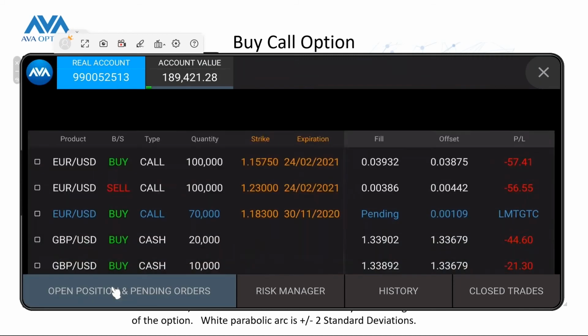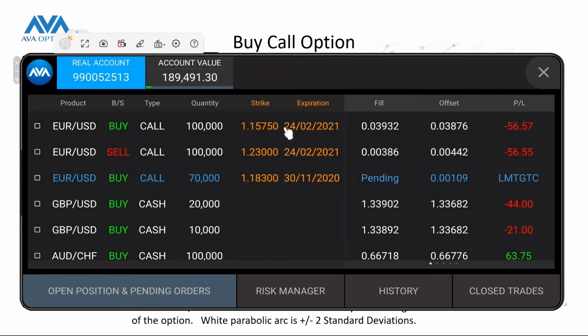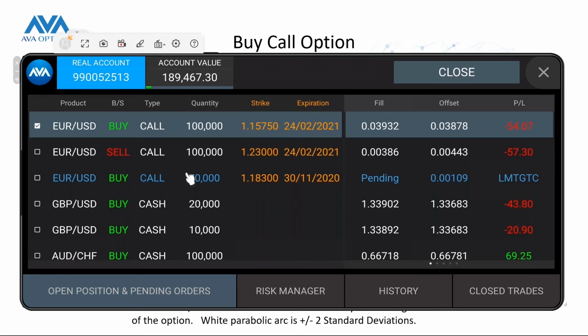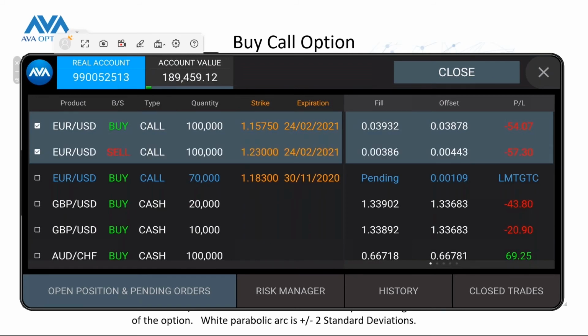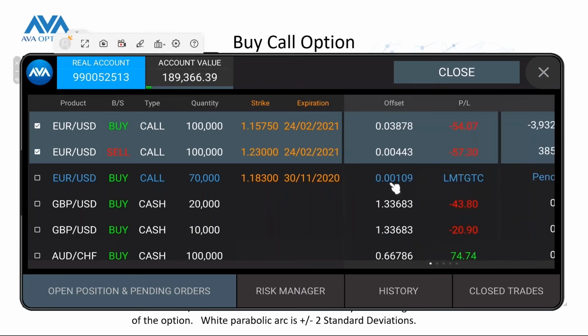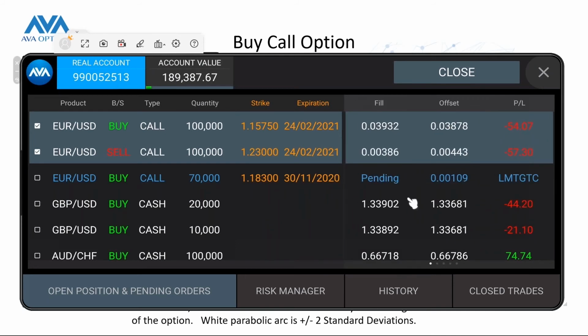Where is the position? I'm going to click here on my open positions. Right here at the top, this is the trade that we just executed. I'm going to highlight them, right? I bought a call and I sold a call. This is my fill. I've lost about $110. That's just the bid-ask spread that I showed you earlier. I can scroll the right side and see more information.